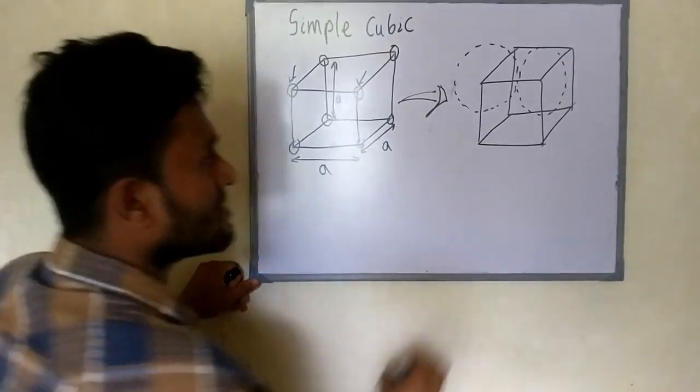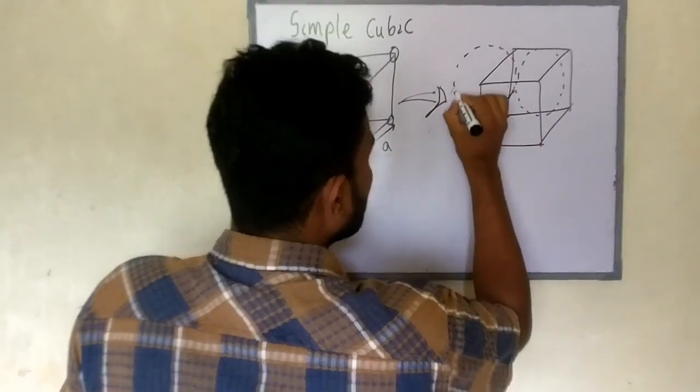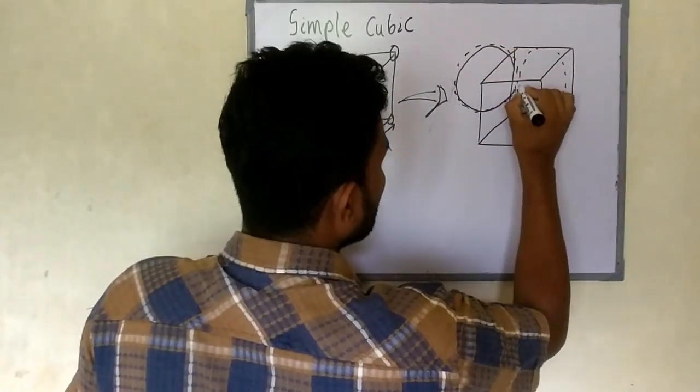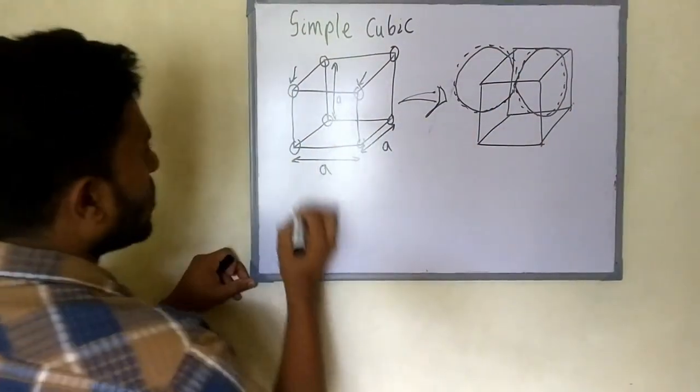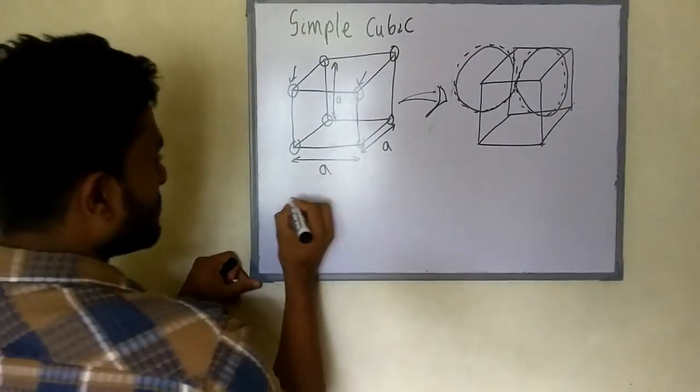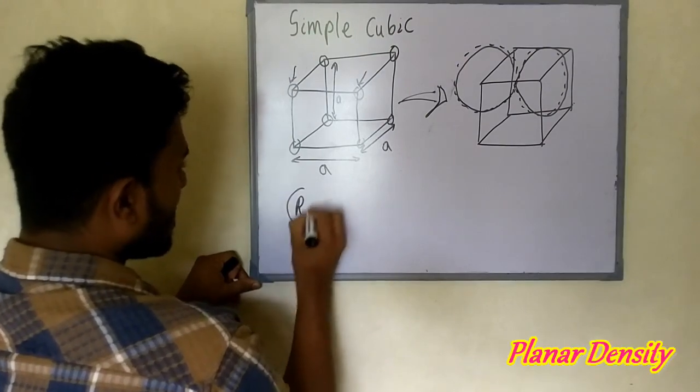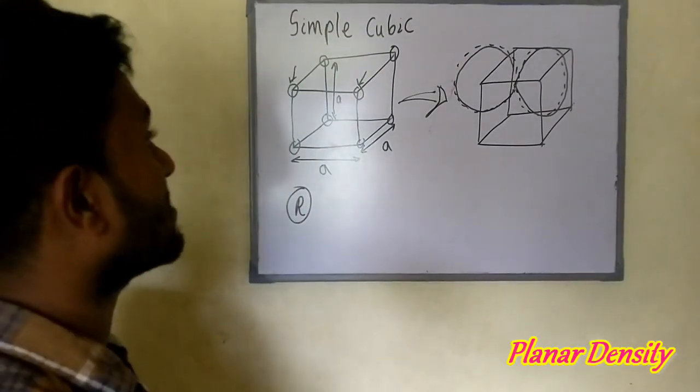It looks like this. These are the atoms we focus on. So we know the radius of the atom is r.